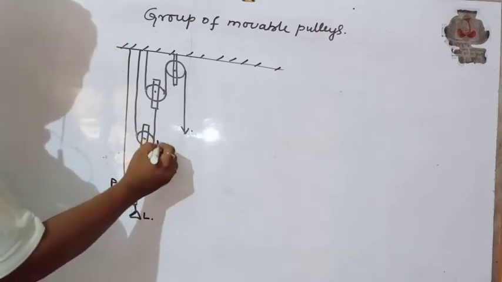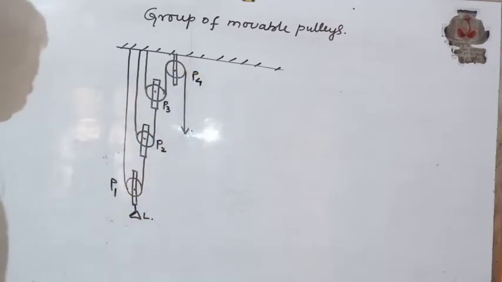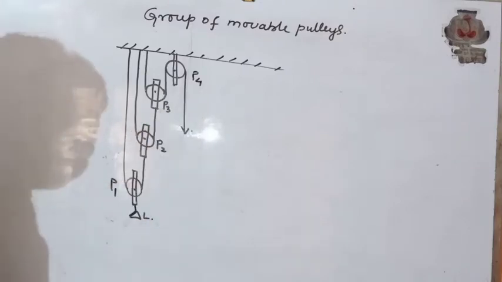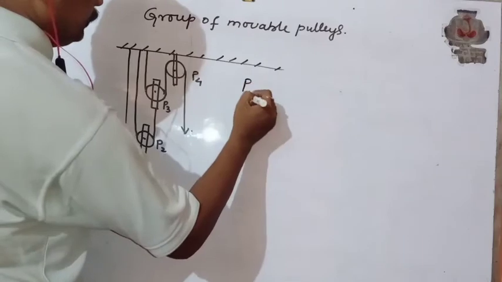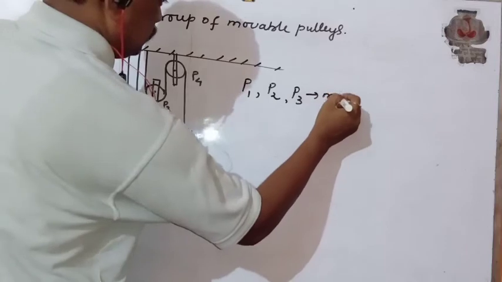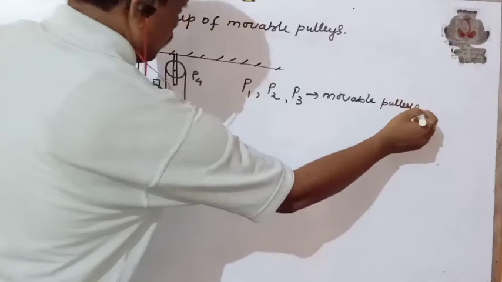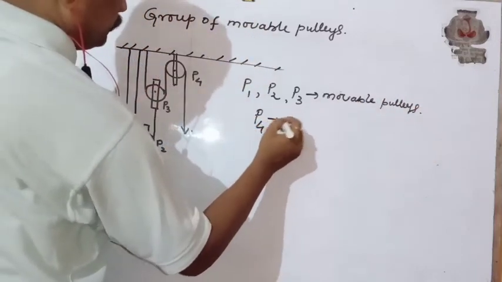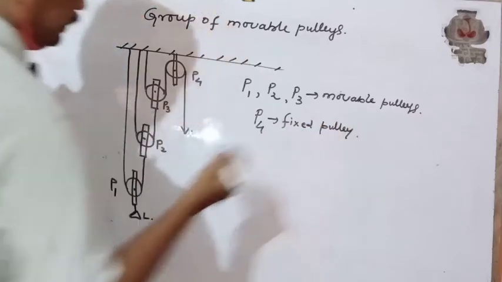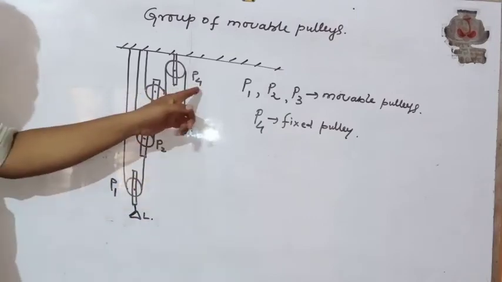This is pulley P1. This is pulley P2. This is pulley P3. This is pulley P4. These are four pulleys. So, P1, P2 and P3 are movable pulleys. And what is P4? P4 is the fixed pulley. So in this arrangement, how many movable pulleys are there? 3 movable pulleys and 1 fixed pulley.